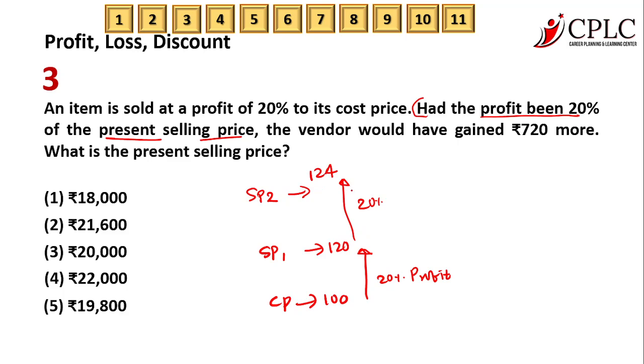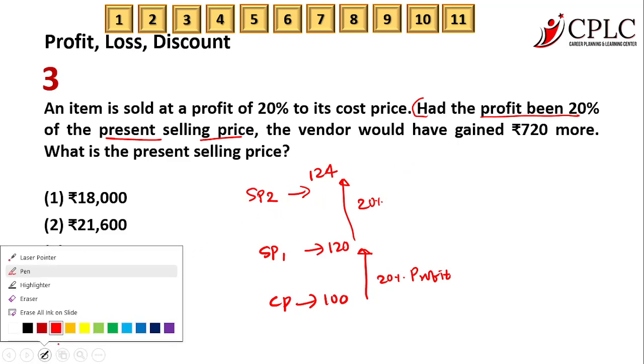A lot of people make a mistake here. They take it as 144. They will add only the 24 to 120, which is incorrect. Why? Because we do not add profit in selling price. We add profit in cost price. Do not forget the basics. Do not forget the fundamentals. So this would have been the hypothetical situation.